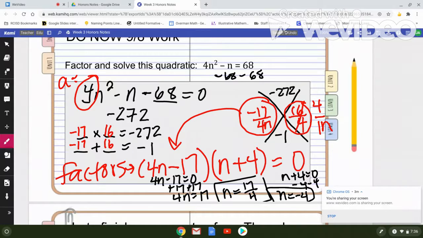So if you're really trying to impress your algebra teacher, you put it in little squiggly brackets. Negative 4 is smaller, so it goes first, and 17 over 4 goes second. Those are your two answers. If I plug those answers in, it would work. Or if I graphed this quadratic and I looked where it crossed the x-axis, then you would get those two answers.